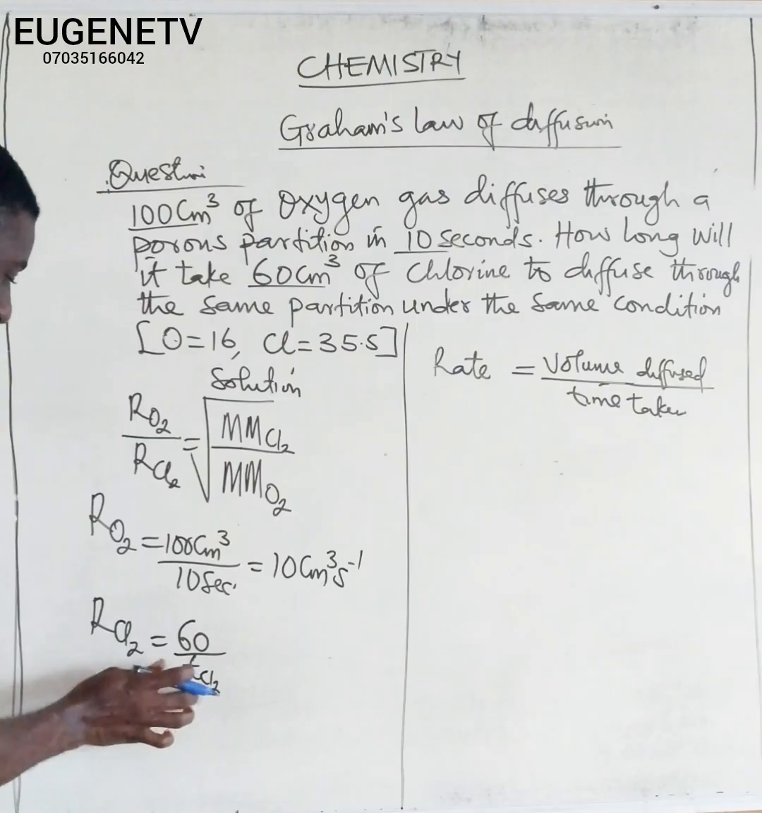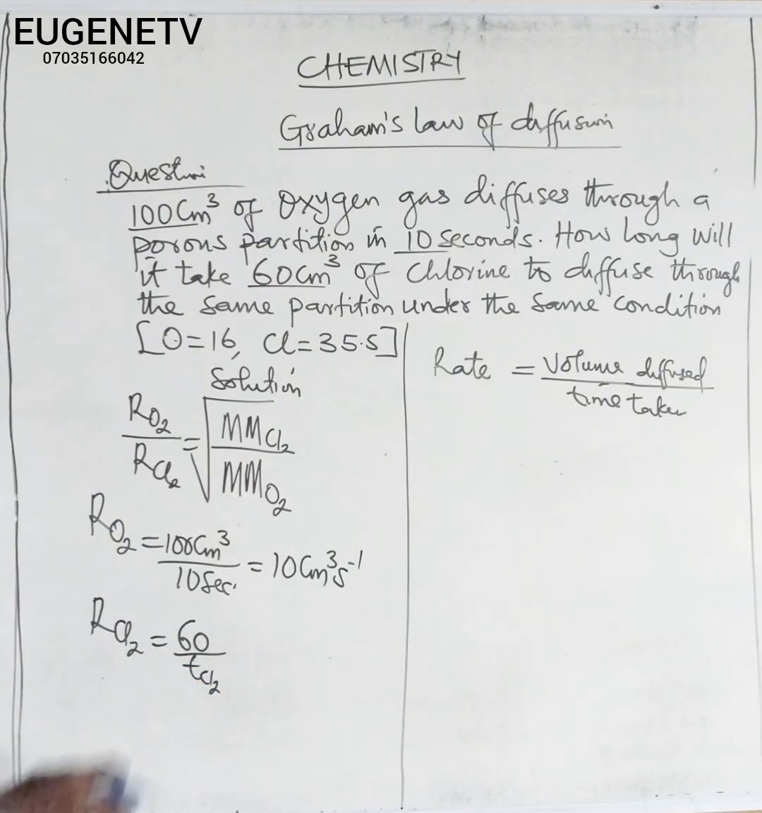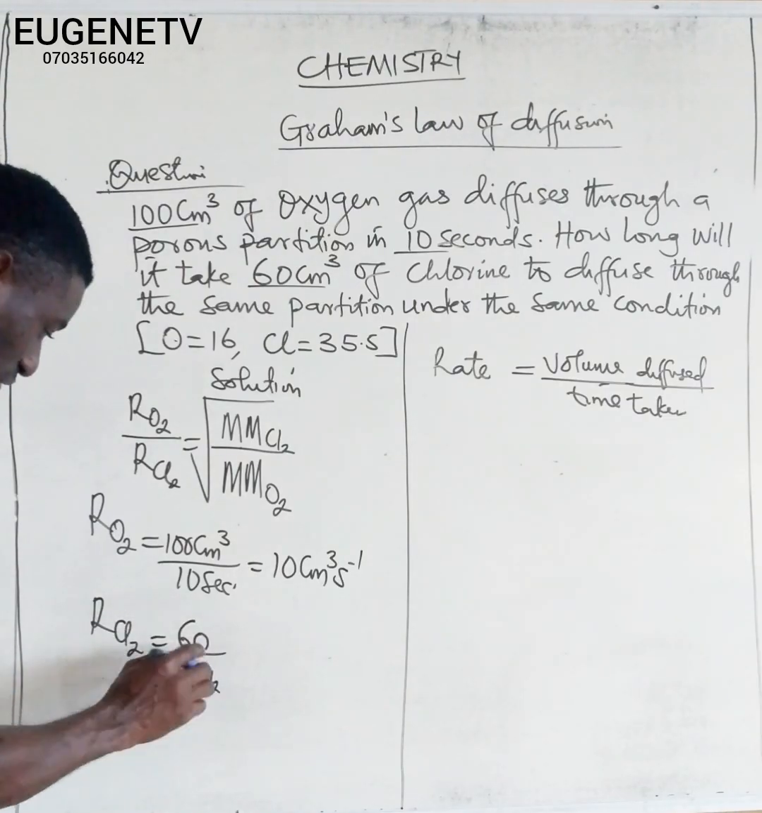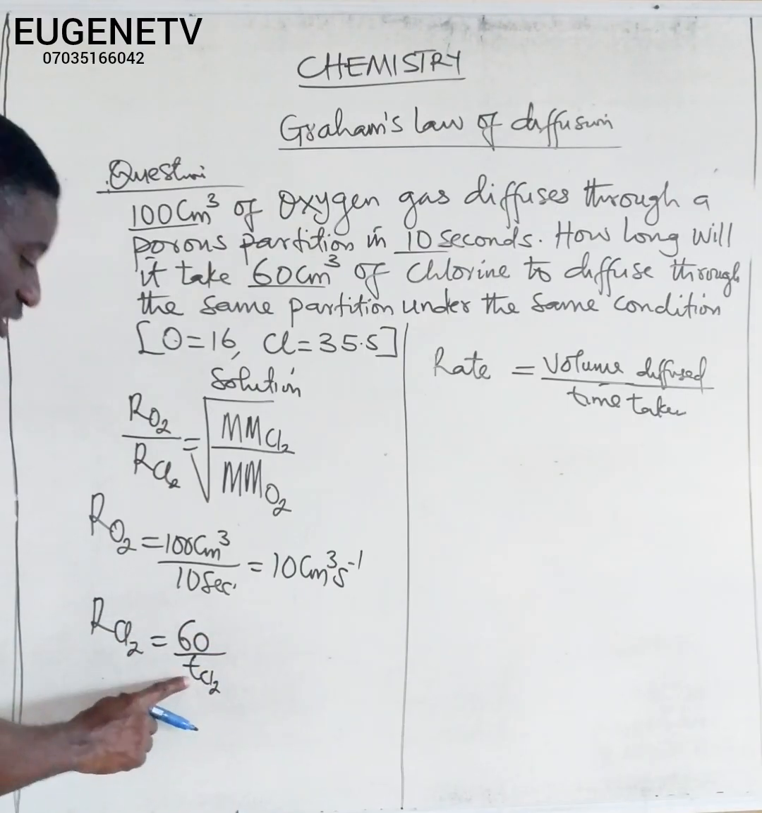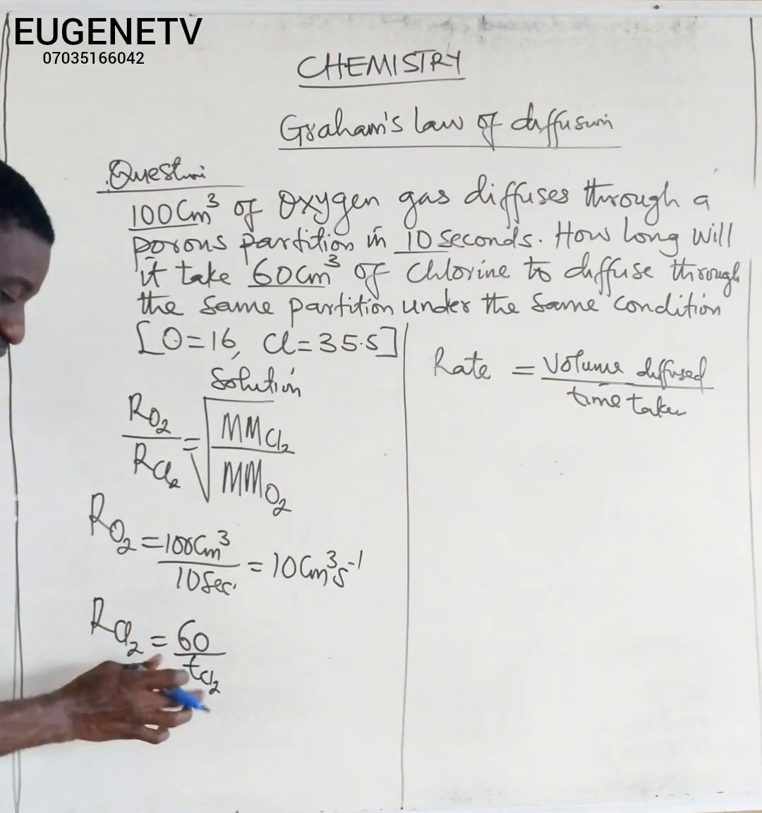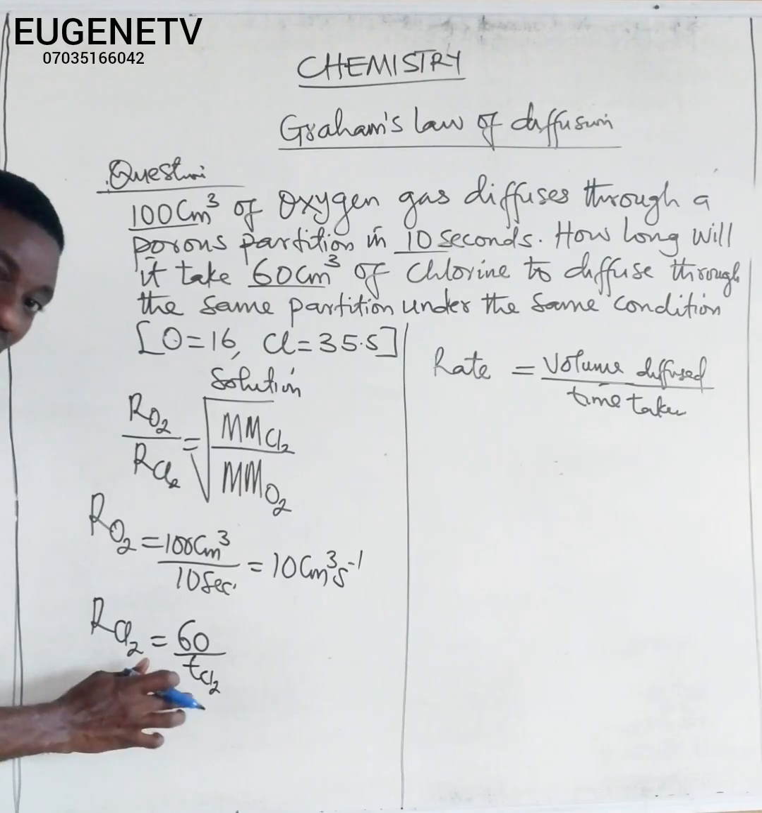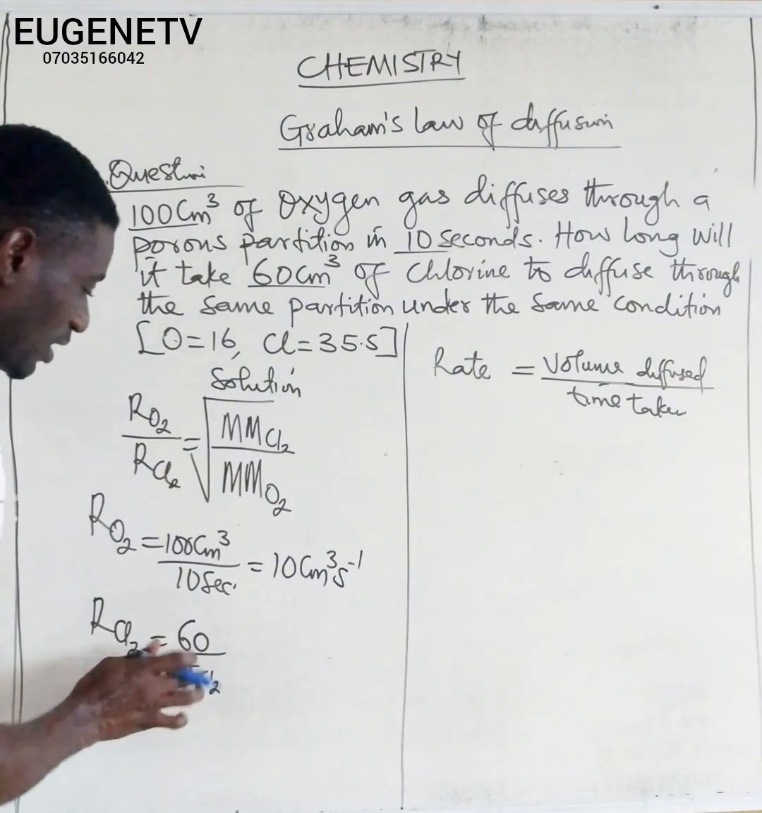So it will not change. This is just the time of diffusion of chlorine gas, or this is the rate of diffusion of chlorine: volume diffused over the time it takes. Since there is no number here, we can't divide 60 by an unknown here. So it will remain like that.